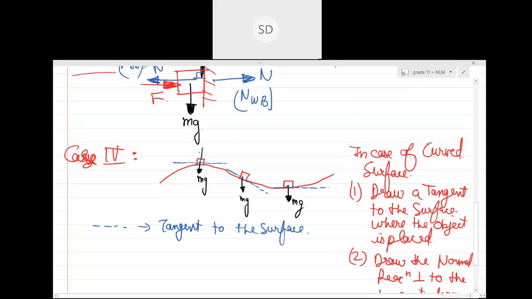So the normal reaction is like this, can you see? Perpendicular. So this is the direction of normal reaction in every case. Please remember, the normal reaction is perpendicular to this tangent in the case of curved surface. Is this clear, case 4? Guys, is case 4 clear? Yes.